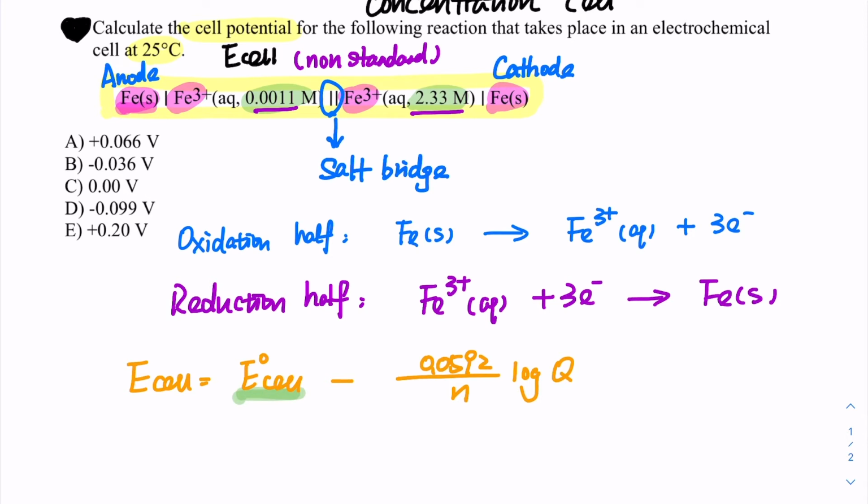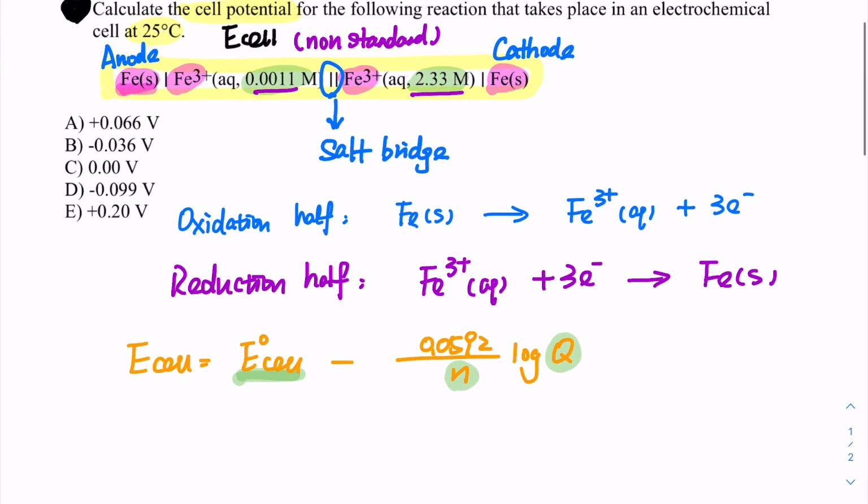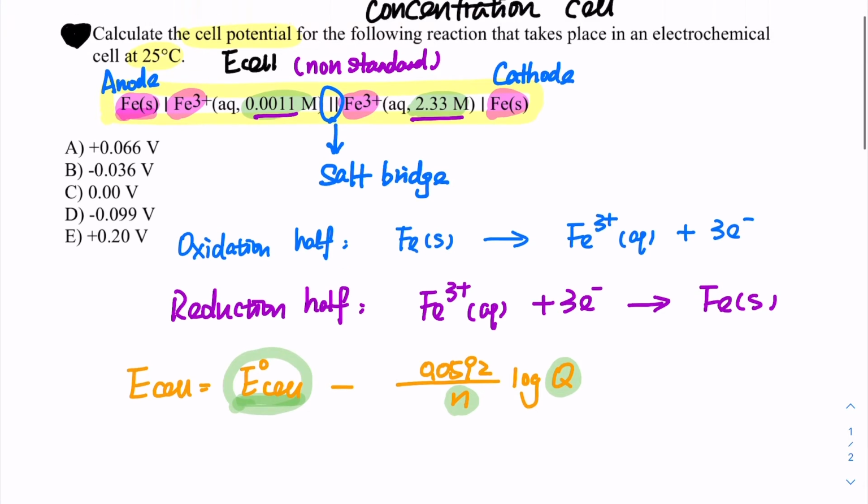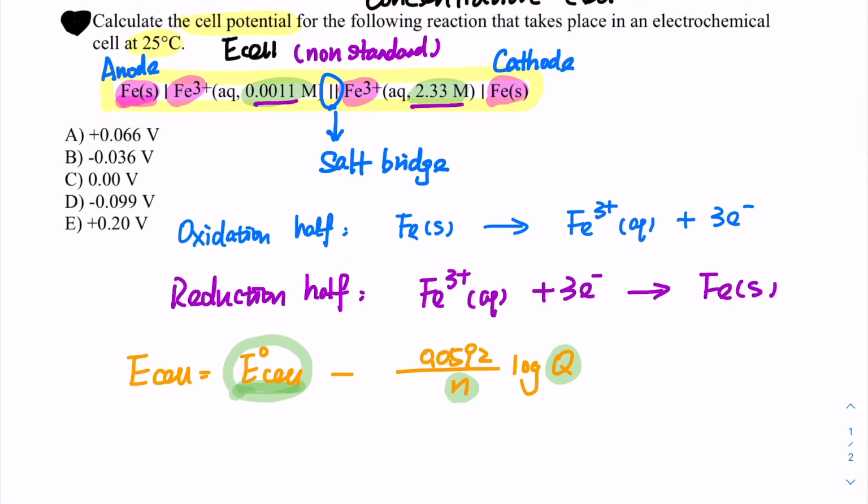Let's see. We don't have E naught cell. We can figure out the moles of electrons involved in this redox reaction, and Q we can calculate. That's not bad, but what about E naught cell? Maybe there's some information missing here. I don't have it. How am I going to calculate it?